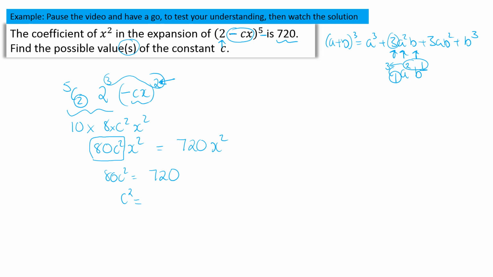So c squared is going to be 720 divided by 80, which is 9, so c can be plus or minus 3.